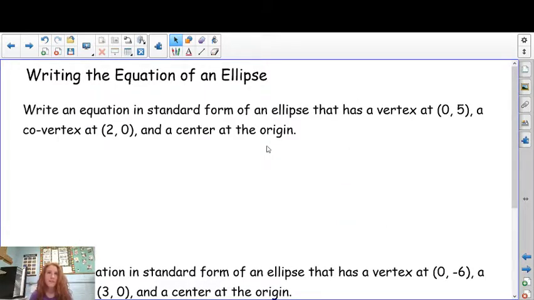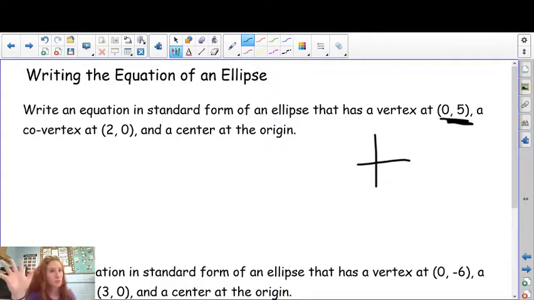All right, we're going to learn how to write the equation. So write an equation in standard form of an ellipse that has a vertex at (0, 5) and a covertex at (2, 0) and the center at the origin. So my vertex is at the point (0, 5). So if I do a rough sketch, just to figure out which way that is, I would end up being up here. And then likewise, I would be down there because they flip. So my vertex is going to go up and down.